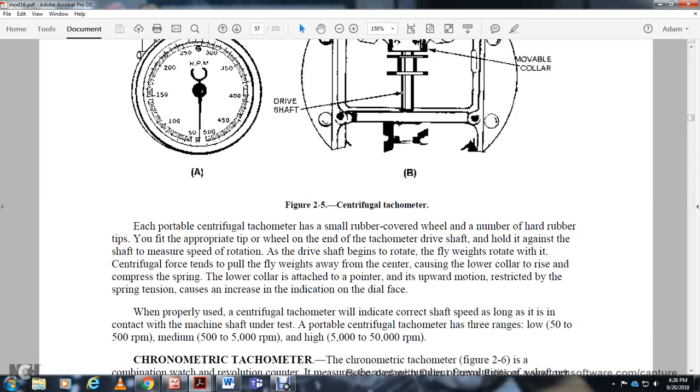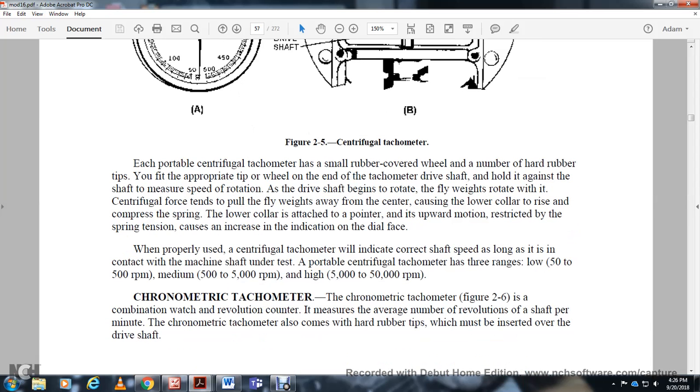You properly use the centrifugal tachometer by selecting the correct shaft speed range, and by making contact with the machine shaft under the tip of the portable centrifugal tachometer. It has three ranges: low, 50 to 500 RPMs; medium, 500 to 5,000 RPMs; and high, 5,000 to 50,000 RPMs.